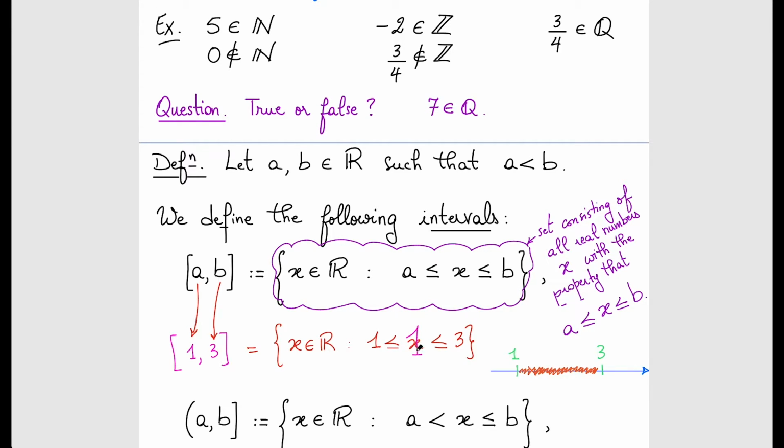For 1 to be a participant in the set, it has to verify this inequality, and it has to verify this inequality. Let's check this inequality here. Is 1 less than or equal to 1? Yes, 1 is less than or equal to itself. So this is okay then. How about this inequality? Is 1 less than or equal to 3? Yes, certainly 1 is less than 3. In particular, it's less than or equal to 3. So this is also okay.